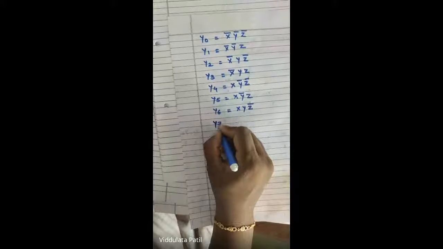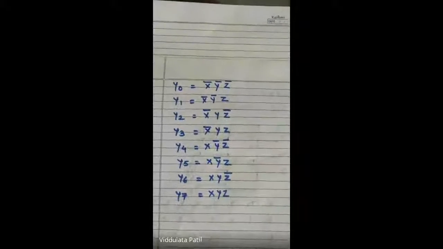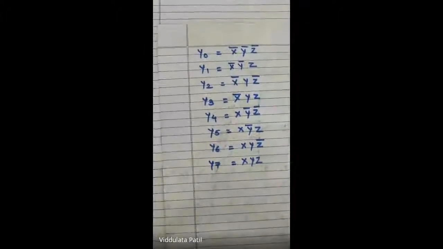X Y bar Z. Y6? X Y bar Z bar. X Y Z bar. Y7? X Y Z. Yes. So we have these expressions for each of these outputs. Okay. So using these expressions, we are now going to write a VHDL code.